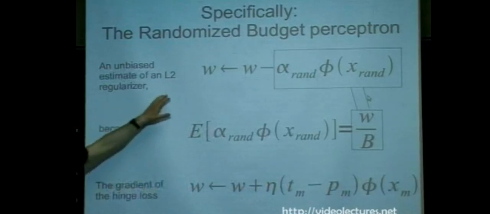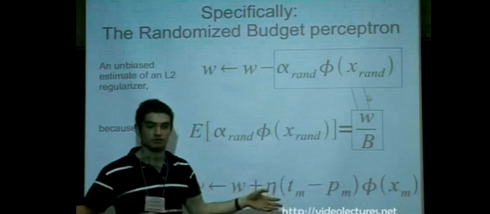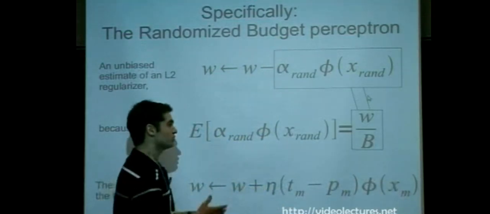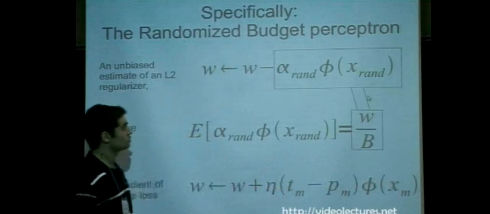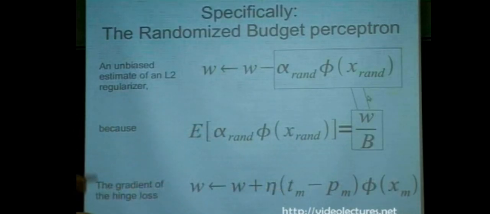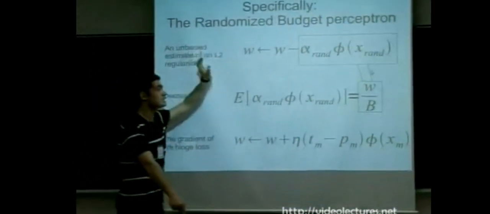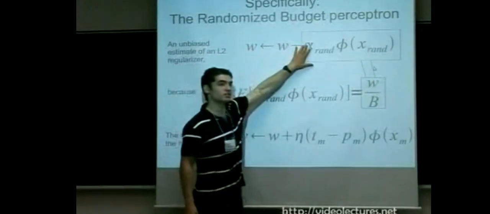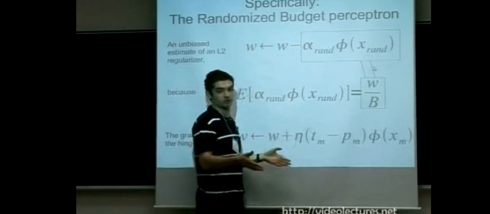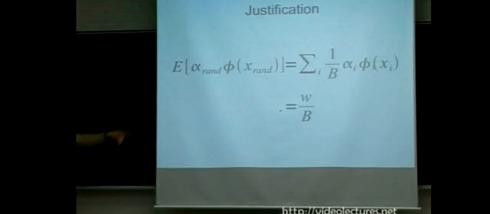But now, what I claim, which is also very simple, is that if we remove a support vector at random, this is like we remove w divided by b plus some noise. So basically, here is what I claim. The randomized budget perceptron is following the gradient of the hinge loss plus an L2 regularization plus some noise. Here is the reason. When we remove a support vector at random, you could ask yourself, what's the average thing we remove? And the average thing we remove can be seen to be equal to w over b.